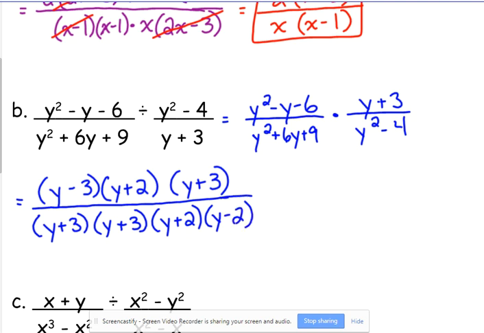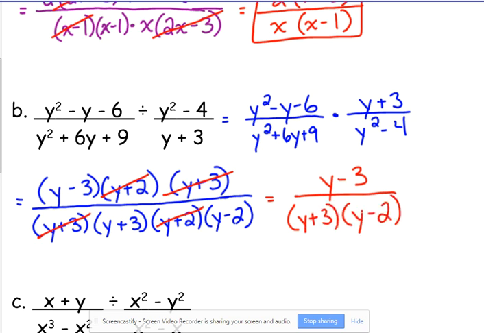Here is a lovely example of why you must be careful with your signs. If you mess up your signs when you're factoring this first numerator, if you flipped that plus and that minus, you're going to end up canceling the wrong factors. Or if you forget on the difference of perfect squares that one gets a plus and one gets a minus, that's going to throw things off. All right, so we can cancel one of the y plus 3s, we can cancel the y plus 2, and that's it. Y minus 3 in the numerator, y plus 3, y minus 2 in the denominator. So be very, very, very careful with your signs.